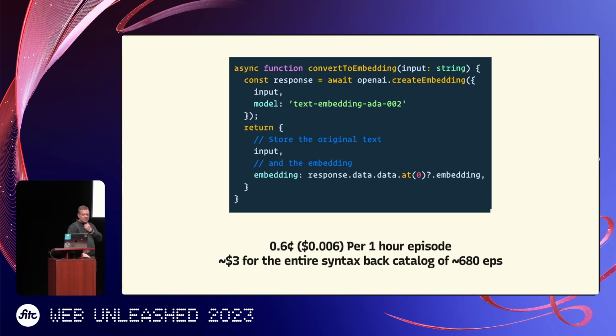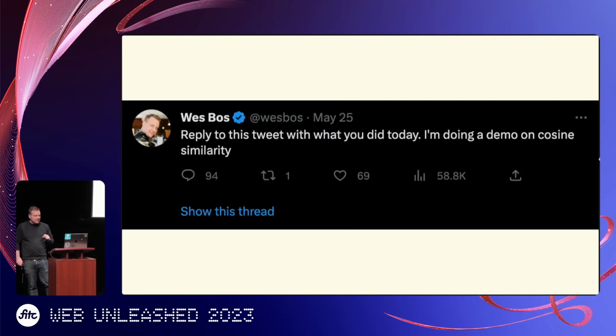So what you do is you take every single utterance, which is a sentence or two that each of us have said, and you convert that into an embedding. And that costs peanuts to actually do. So $3 for the entire 680 episodes of everything we've talked about. So I'm going to pause from that and show you a simpler example. I went on Twitter and I said, reply to this tweet with what you did today. I'm doing a demo on cosine similarity.